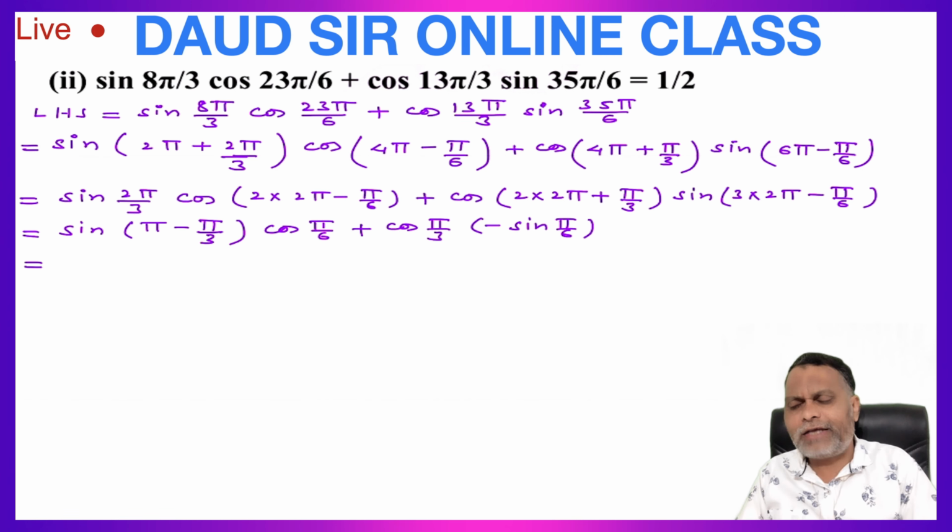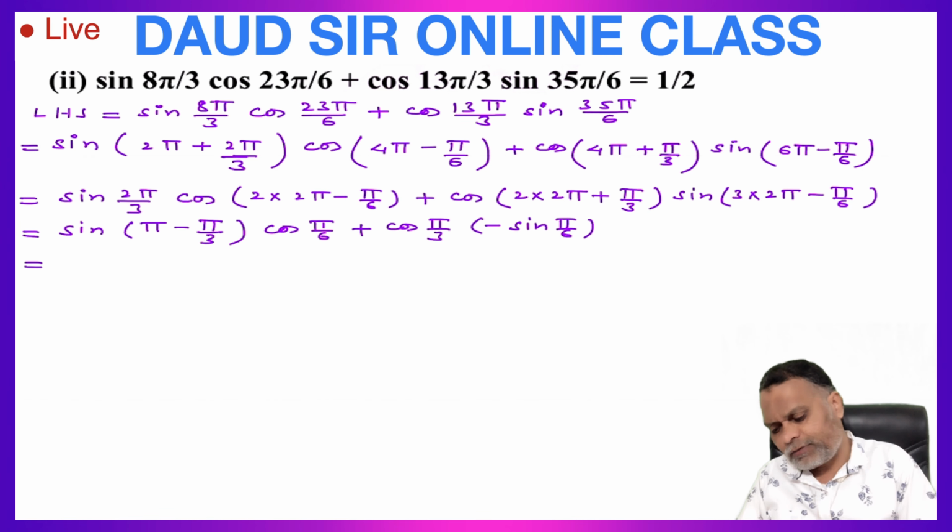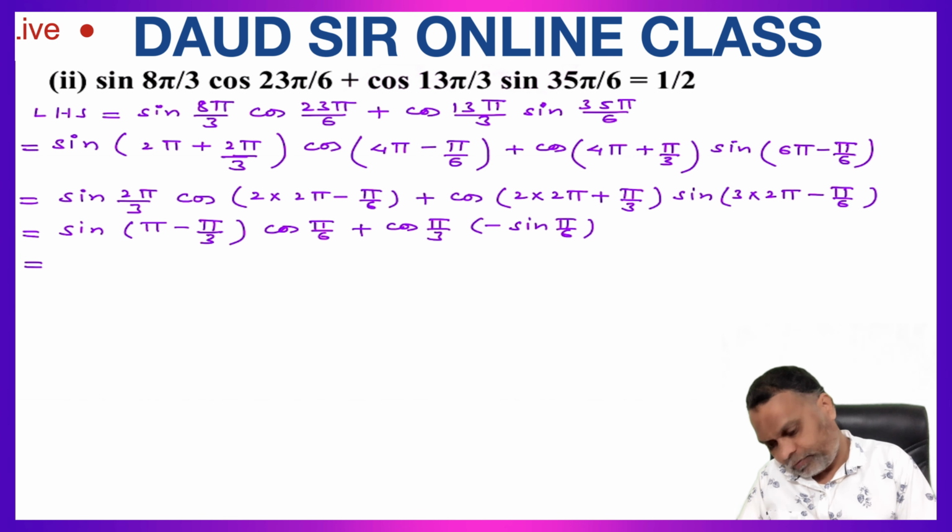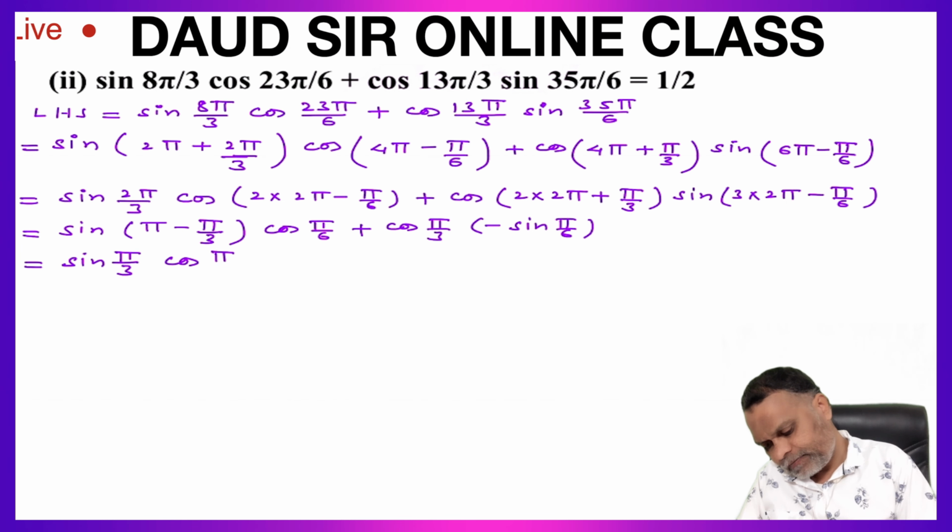180 minus theta lies in second quadrant. In second quadrant sin is positive, this is sin, so plus sign. In case of 180 no change, so this is sin pi by 3, cos pi by 6. In next step we will substitute the values.